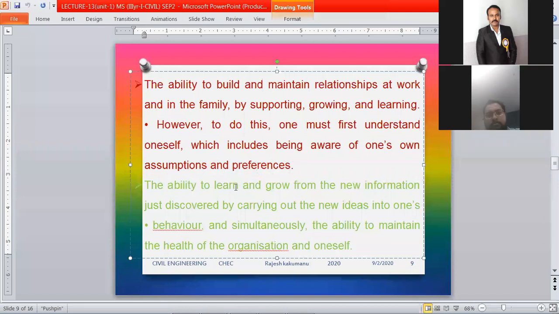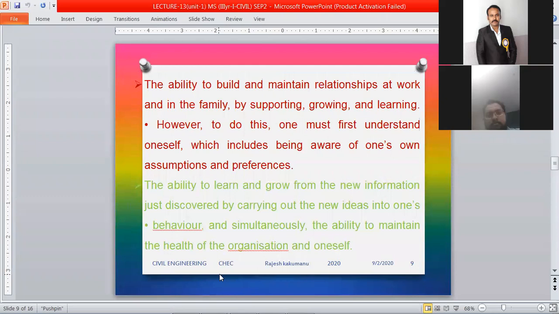The ability to learn, the ability to grow from the new information just discovered by carrying out the new ideas into one's behavior. The ability to maintain the health of the organization and oneself. So whenever you are an international manager, you have to cultivate both the multi-scenario of the company as well as your self growth also, right?